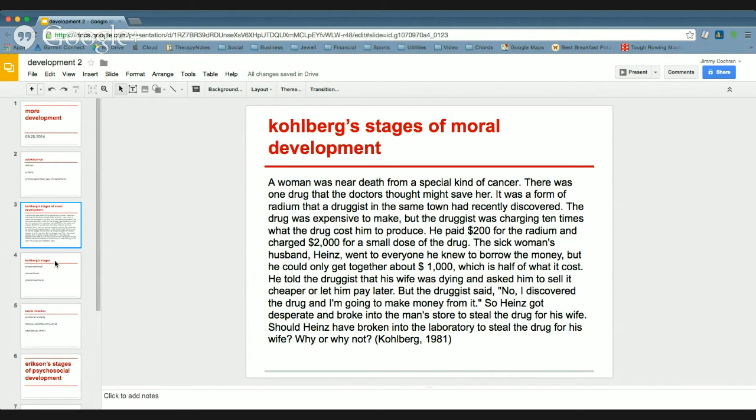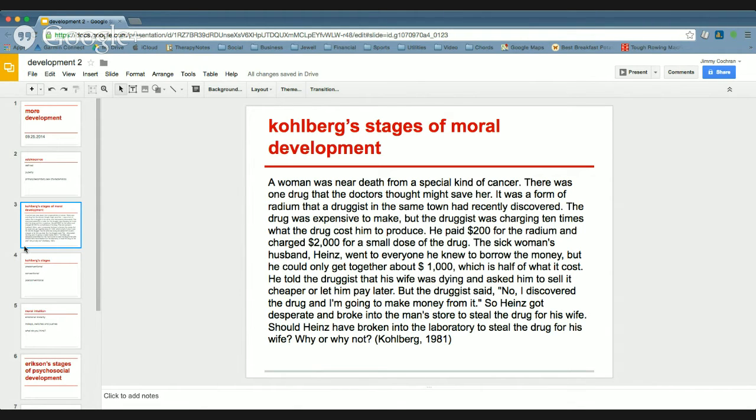So there's this guy, Lawrence Kohlberg, and he was interested in how we develop over time related to morality. What is the nature of our morality over time? I'm not going to read this out loud to you, but you can pause and read it to yourself if you like. Part of the quiz is going to ask you what your response to this question would be. I'm going to say, should Heinz have broken into the laboratory to steal this drug for his wife? Why or why not?